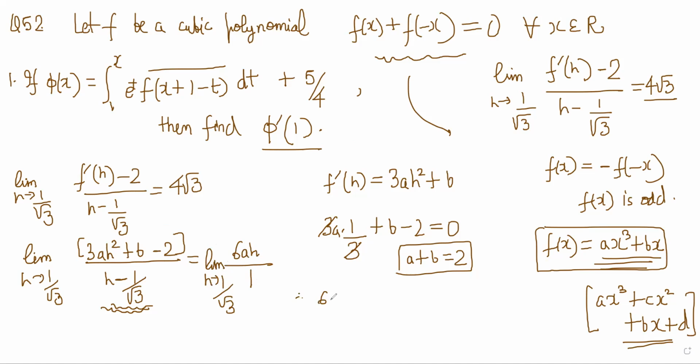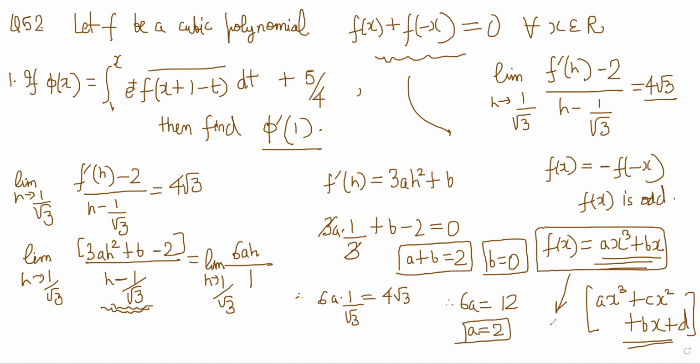So you'll get, therefore, 6a into 1/√3 is equal to 4√3. So 6a is equal to 4 into 3, 12. So a is equal to 2. If a is equal to 2, then b is equal to 0, and your f(x) has come. f(x) is simply 2x³, right? So we have found the function definition from just one condition here, and the fact that f(x) was an odd cubic. So now the question becomes fairly easy.